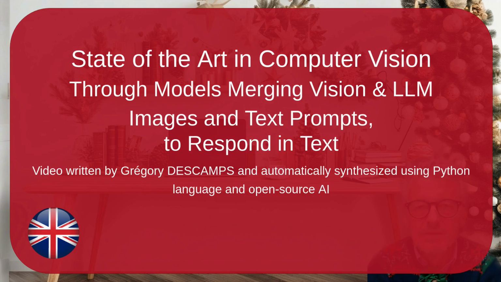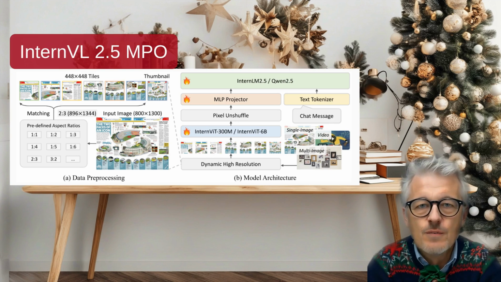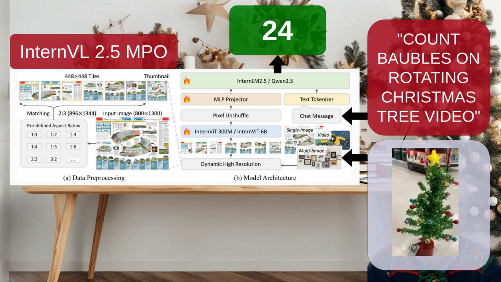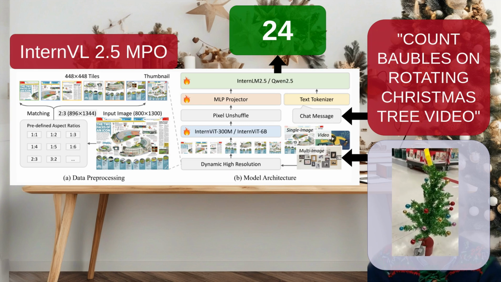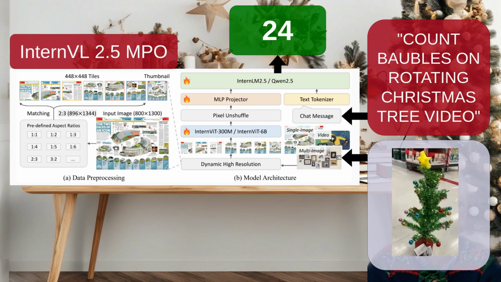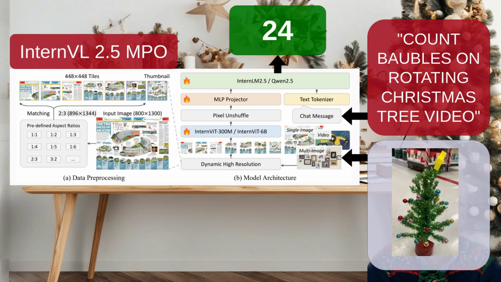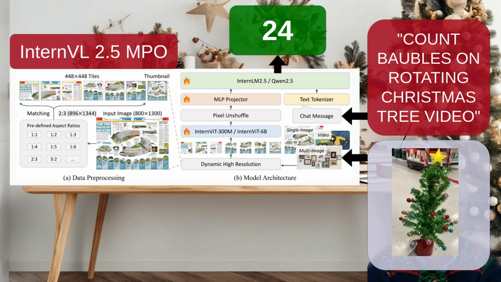We will talk about open source models that combine vision and LLMs. They allow performing tasks involving images and a text prompt to respond with text. Today, these models represent the state of the art in computer vision because the refinement related to their fusion with natural language is such that, as it stands, they can answer relatively complex questions.